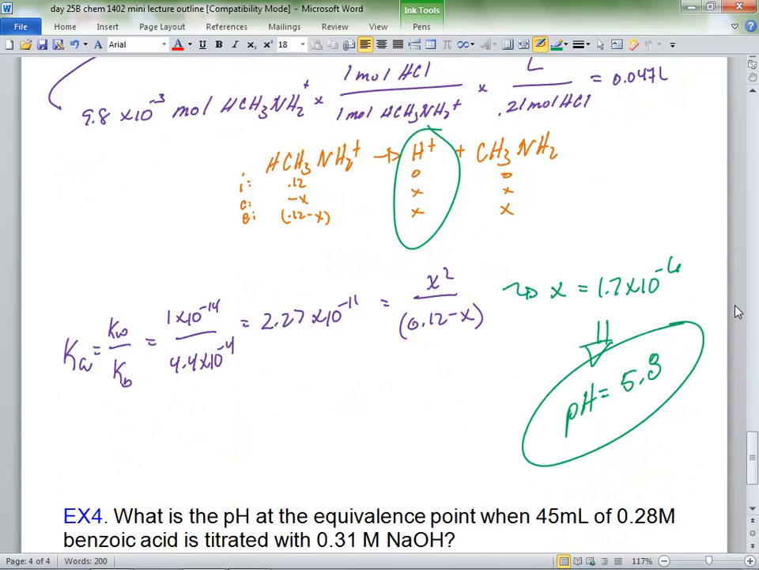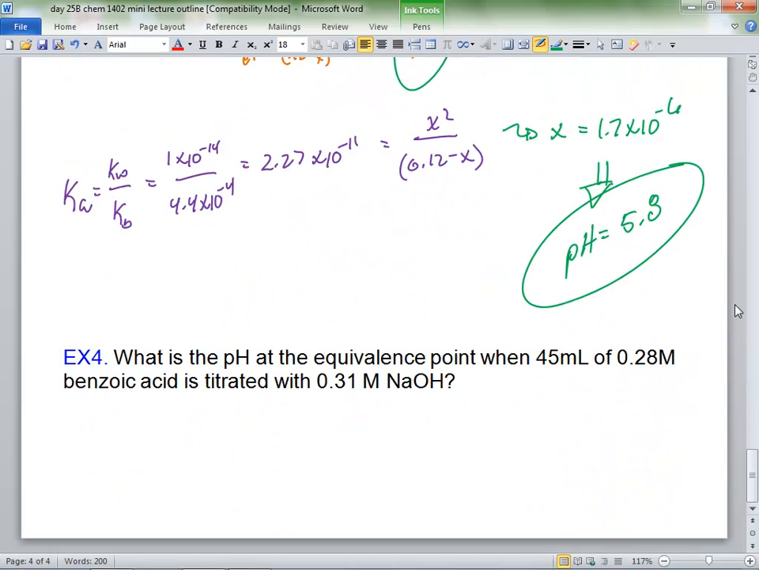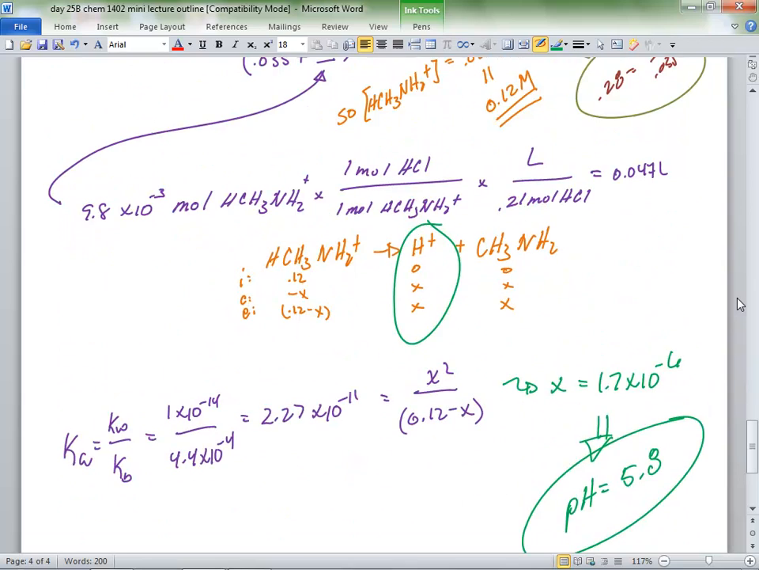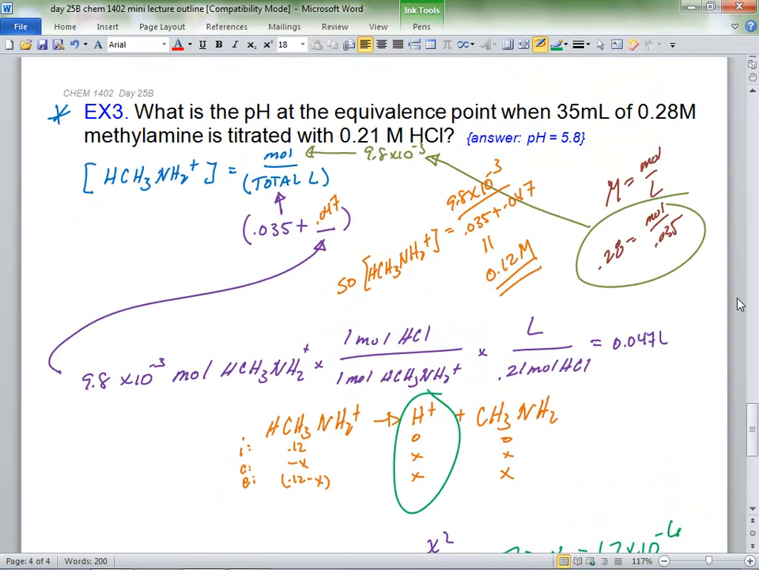So there's more here you can practice on. But, you know, that's the idea. So the idea, I think, is to identify what's reacting, write its conjugate, and that's what you determine the concentration of. Moles over total liters. Write ICE and get the pH.